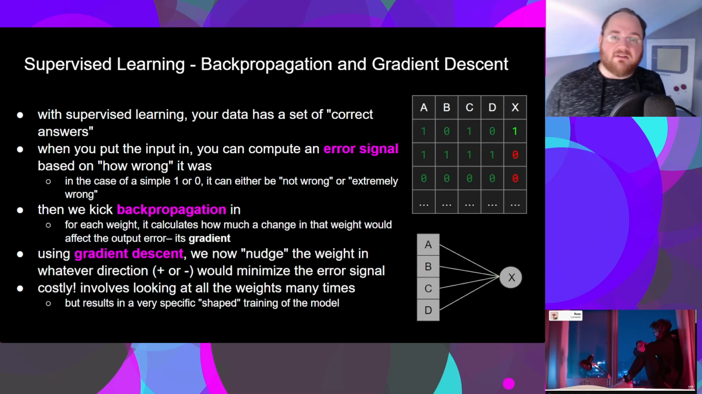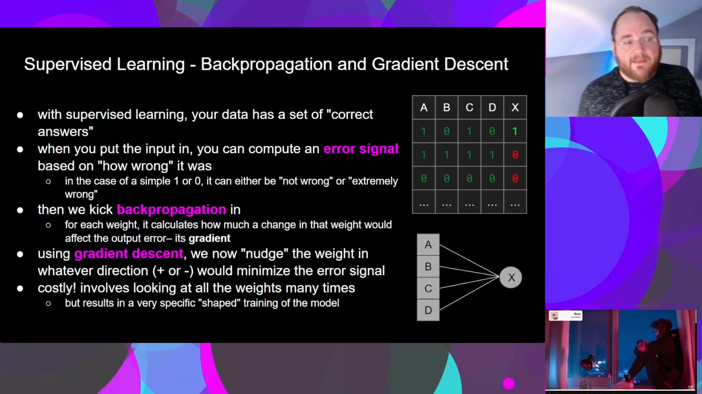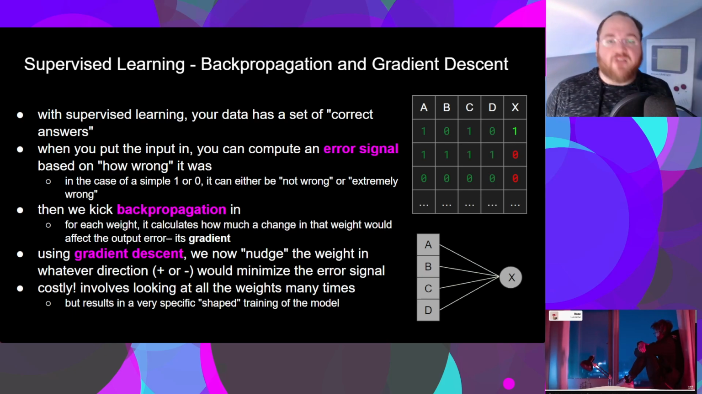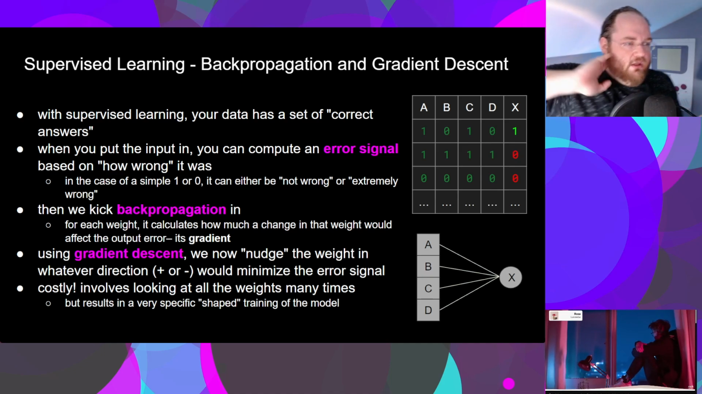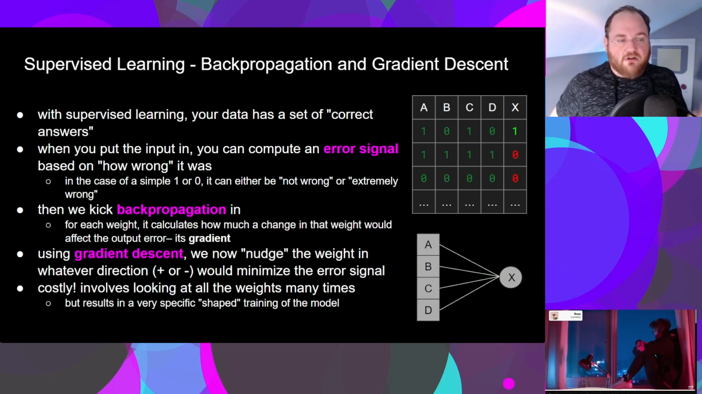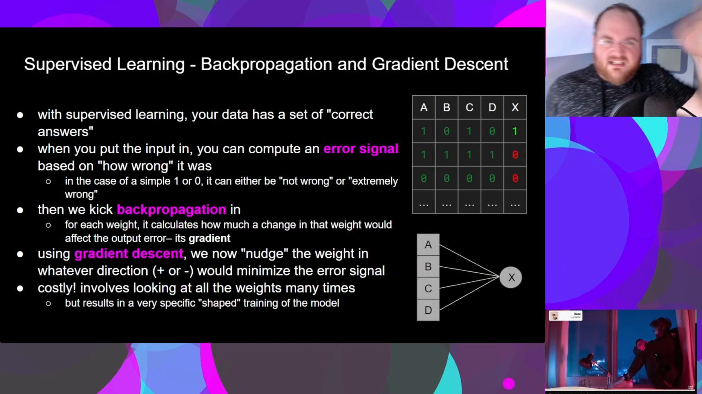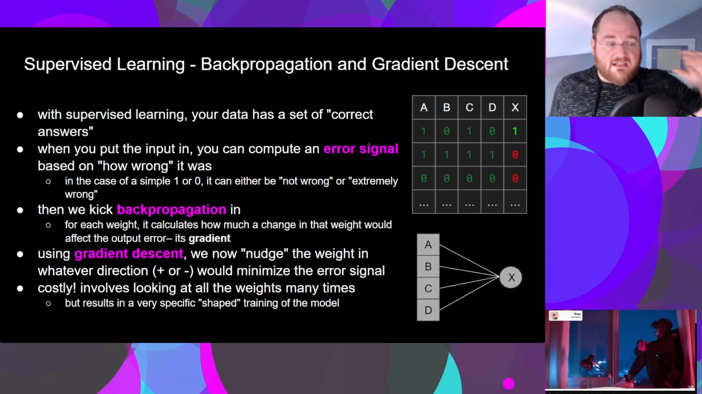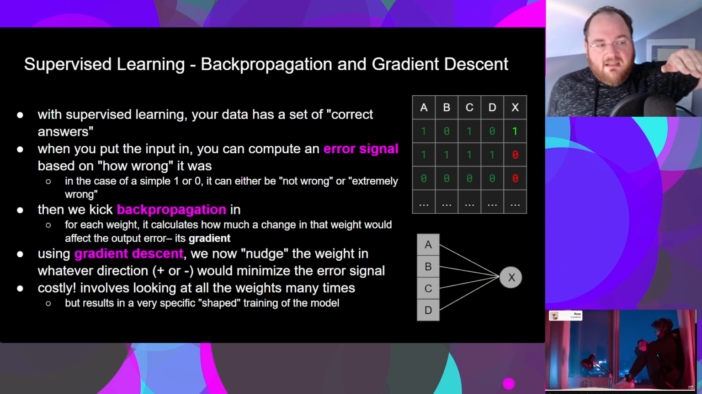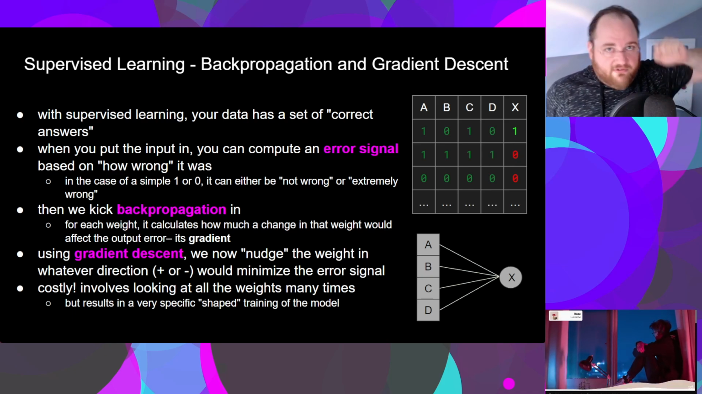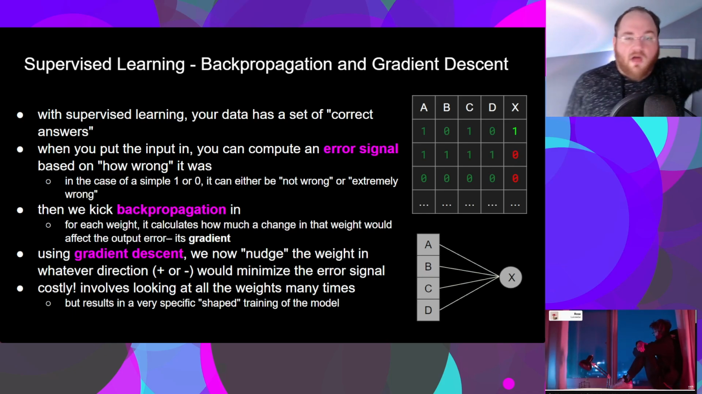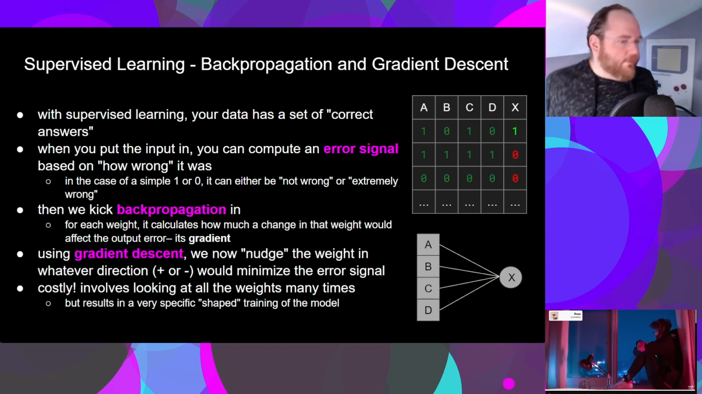Now let's talk about backpropagation and gradient descent. So supervised learning. This is the case where your data has a set of correct answers, right? Over here on the right side, we see in the same kind of space as what we were just doing with the Hebbian stuff, the correct answer for 1 0 1 0 is for the output node to fire. All other combinations of patterns, the output node should not fire, right?